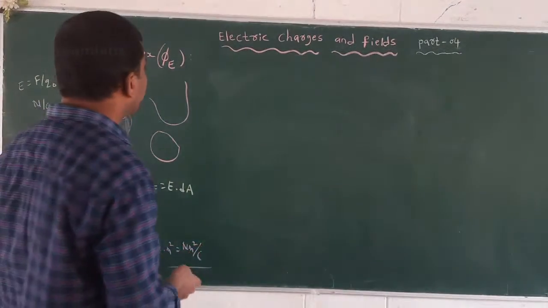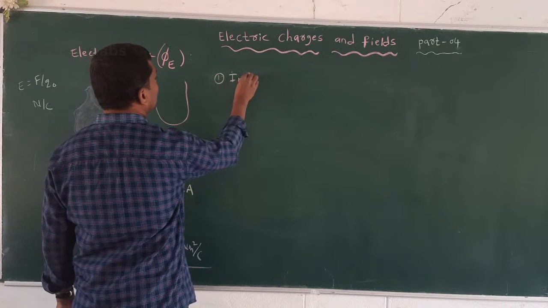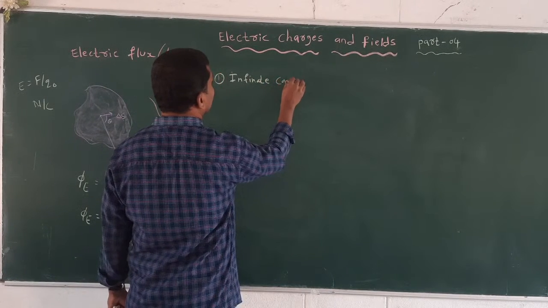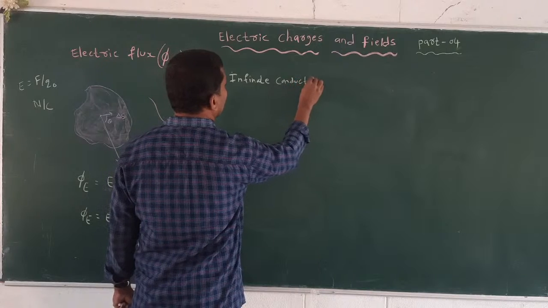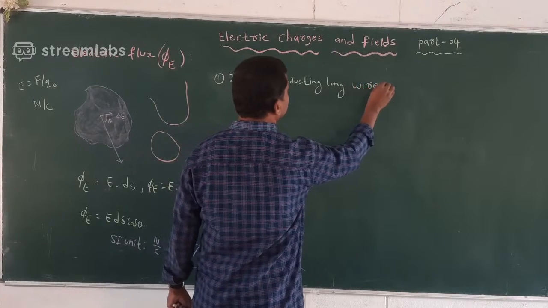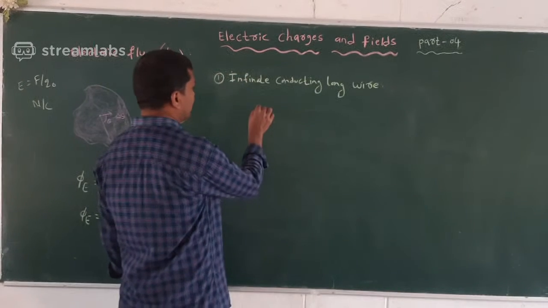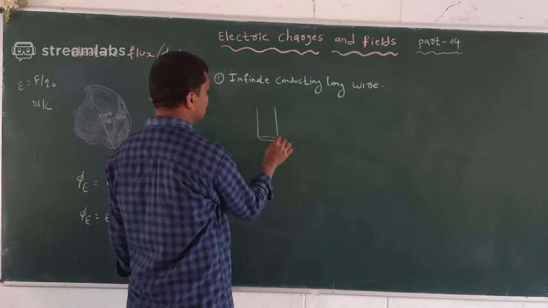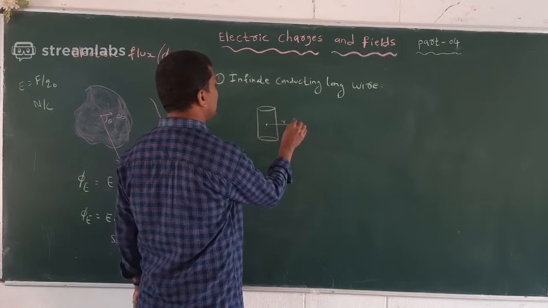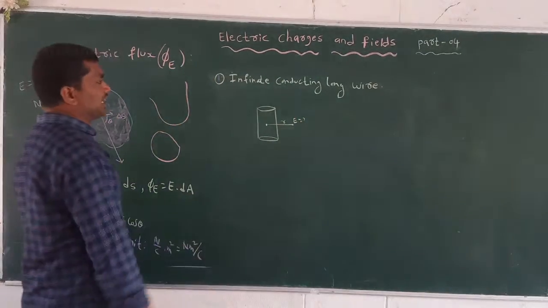The first one is the infinite conducting long wire. So we can take the long wire, the conducting wire. Suppose we take the center of the wire. At a distance r we can measure the electric field intensity. So this is the conducting line.